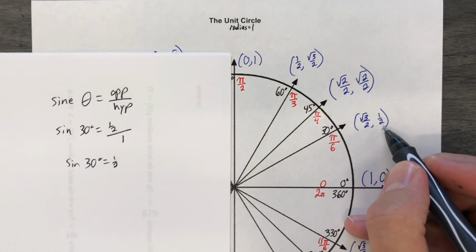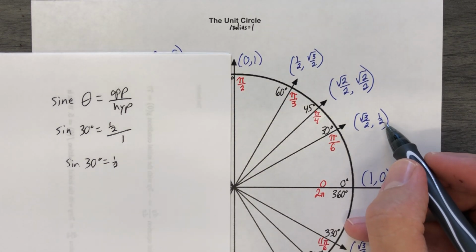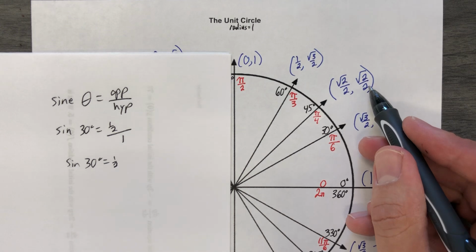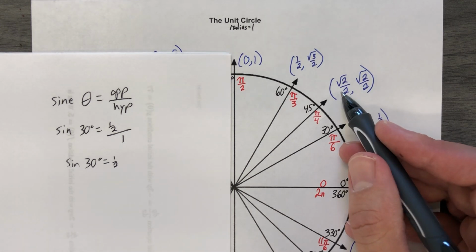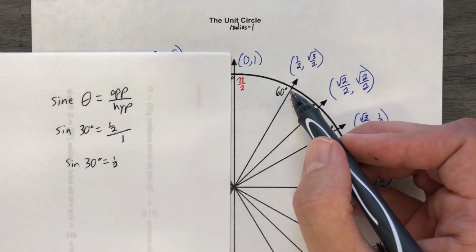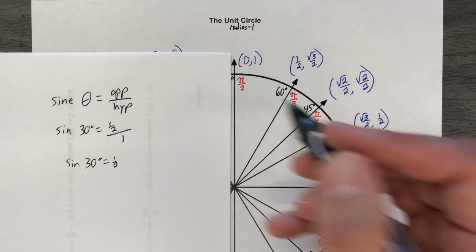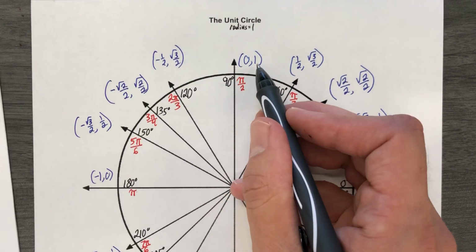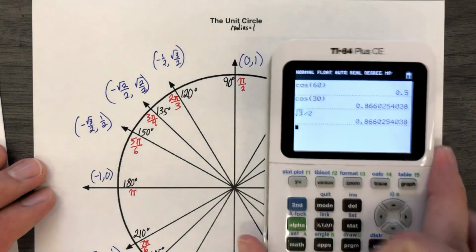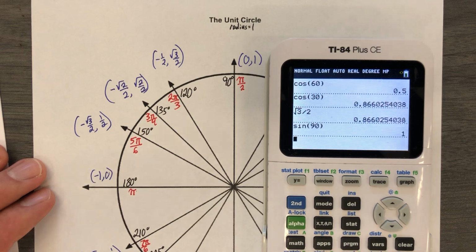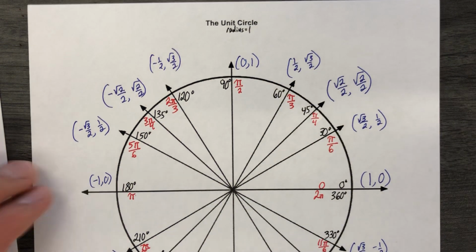Oh, that must be the y value. I wonder what the sine of 45 degrees is. It's the y value, same as the x value in this case. I wonder what the sine of 60 degrees is. It's that. I wonder what the sine of 90 degrees is. It's 1. Check it out. Sine of 90 degrees is 1. Told you.